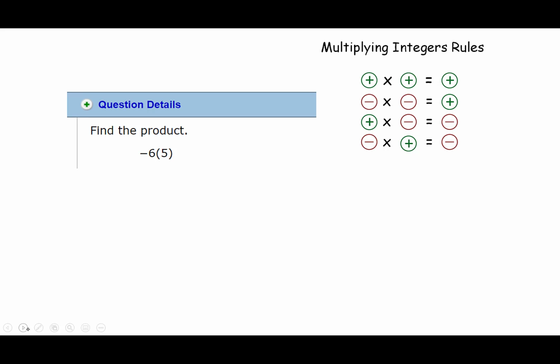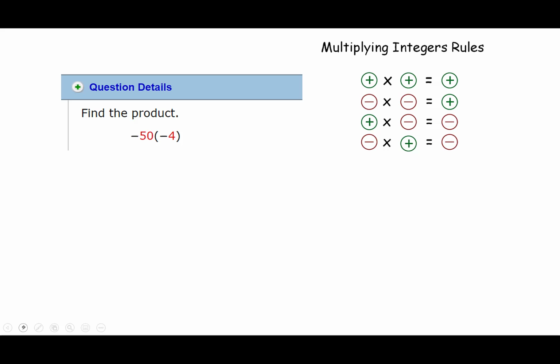If you're working with two numbers where one is positive and the other is negative, the answer is negative. So let's practice that. -6 times +5. 6 times 5 is 30, but because one is negative and one is positive, the answer is -30. Next, find the product of -50 times -4. Both of these numbers are negative, so 50 times 4 is 200, because a negative times a negative is a positive.